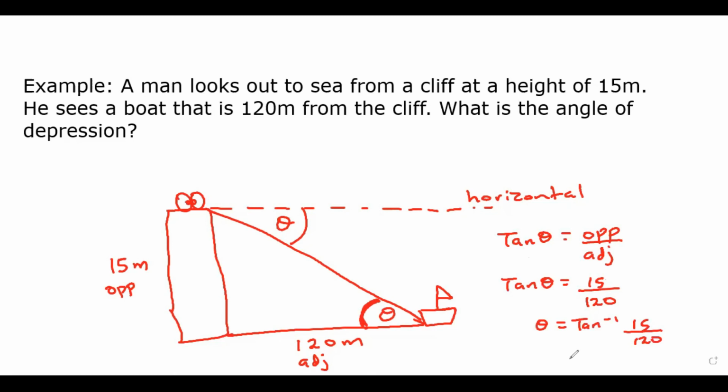That means the angle would be equal to 7.125 degrees. Because here would be 7.125, that means here would also be 7.125. So your angle of depression is 7.125.